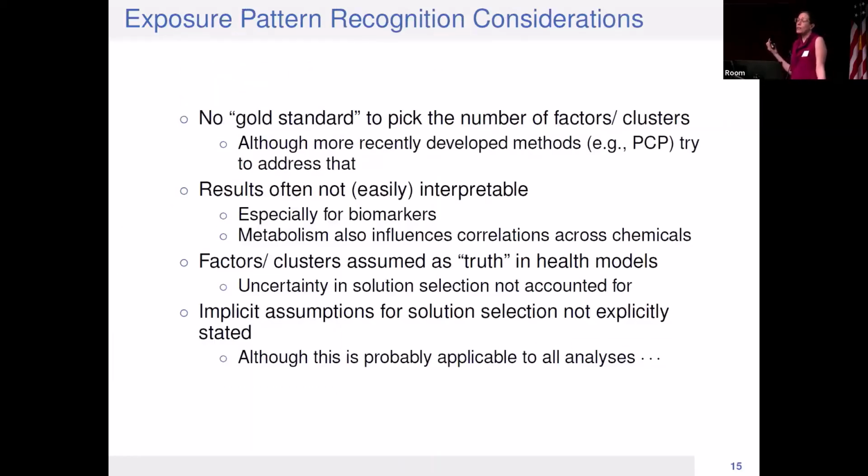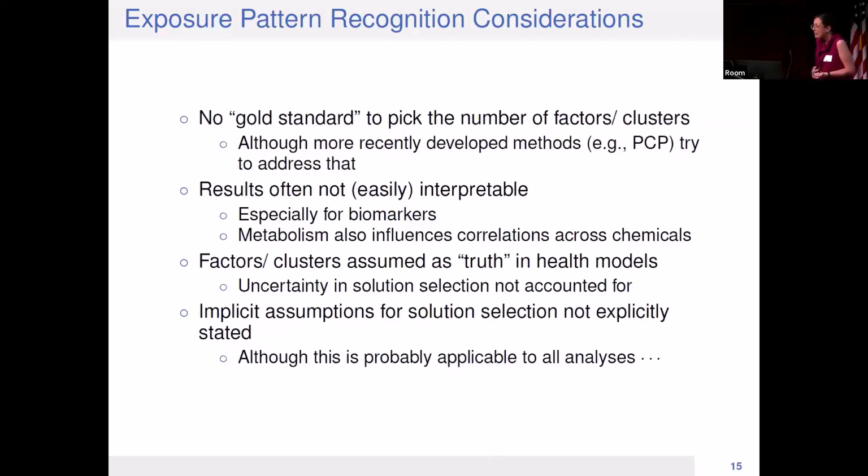Some issues or considerations when we're thinking about exposure pattern recognition. First, there's no gold standard to pick the number of factors or clusters if we were doing clustering. More recently developed methods like PCP try to address that. So one of the outputs of PCP is the optimal number of sources or factors or patterns. Usually, the user has to pick a solution, which can have implicit assumptions there.